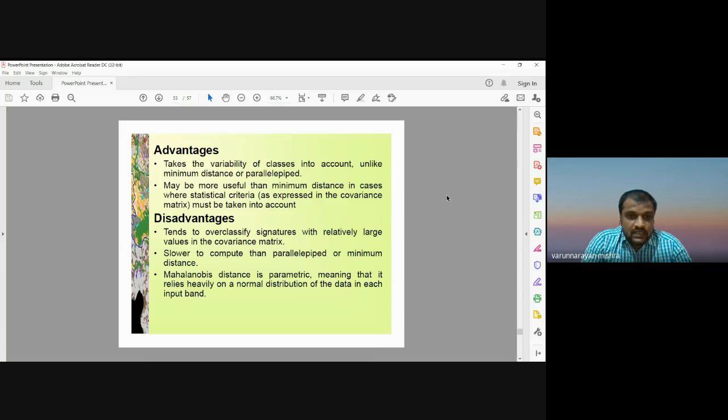These are the advantages and disadvantages of the Mahalanobis distance method. It takes the variability of the classes into account, and it may be more useful than the minimum distance in cases of statistical criteria or the covariance matrix. But it tends to overclassify signatures with relatively large values in the covariance matrix. It is slower in processing in comparison to the parallelepiped or minimum distance to mean.